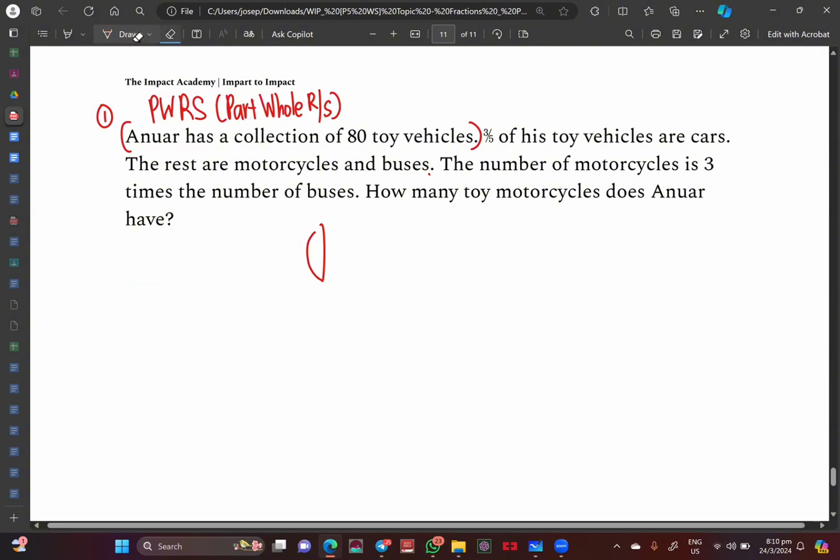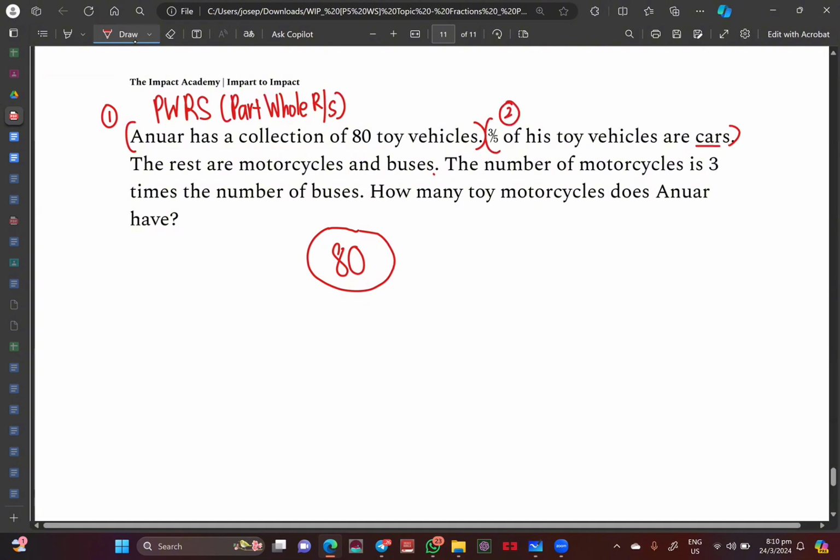If I may just draw these 80 toy vehicles for you, I will draw it in this manner. I'll show that the total is 80. And if the total is 80, it means that the whole is 80. And this 80 toy vehicles is made up of a few different types of vehicles. For instance, the first one, as you can see over here, are cars, right? So you're going to say that cars is a part of it, and 3/5 of them are cars.